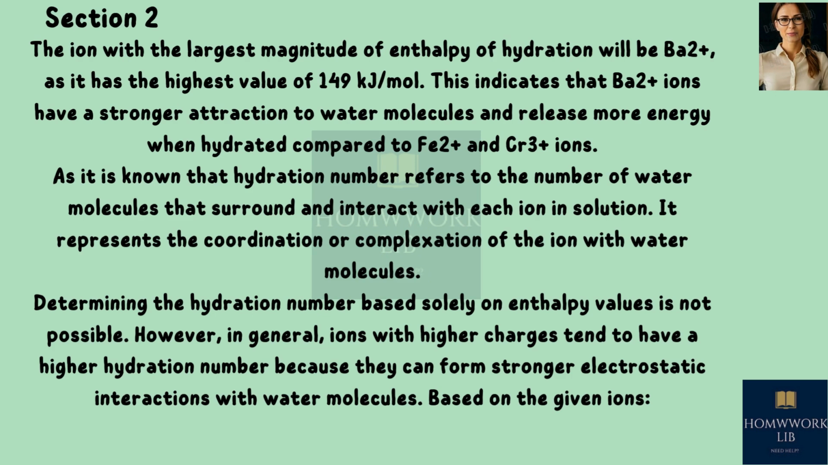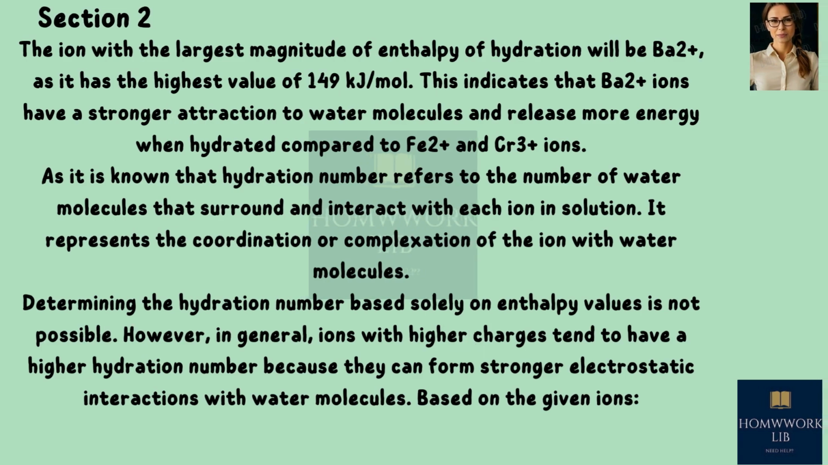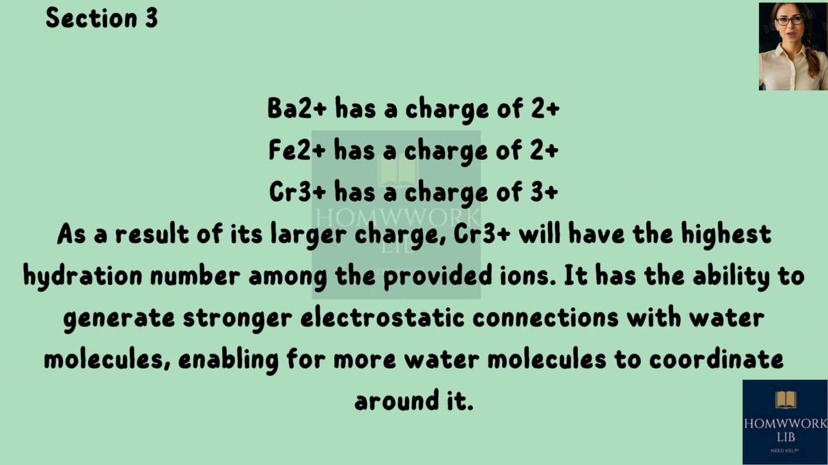However, in general, ions with higher charges tend to have a higher hydration number because they can form stronger electrostatic interactions with water molecules. Based on the given ions, Ba2+ has a charge of 2+, Fe2+ has a charge of 2+, Cr3+ has a charge of 3+. As a result of its larger charge, Cr3+ will have the highest hydration number among the provided ions. It has the ability to generate stronger electrostatic connections with water molecules, enabling more water molecules to coordinate around it.